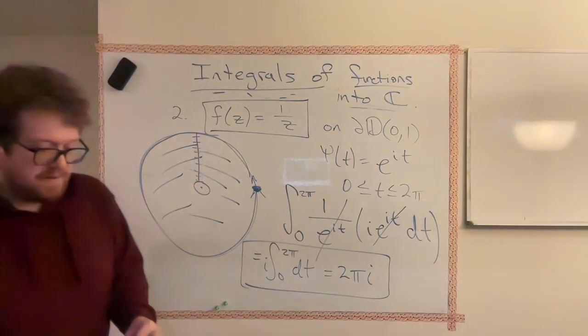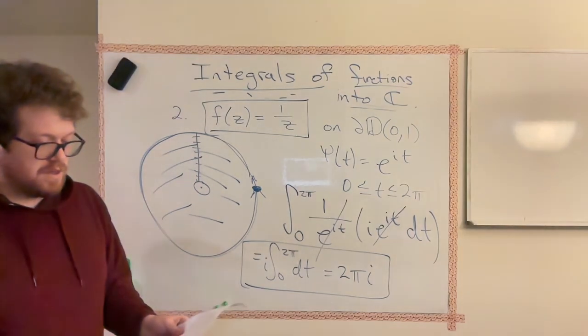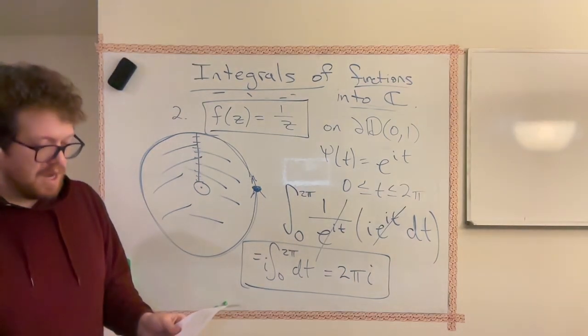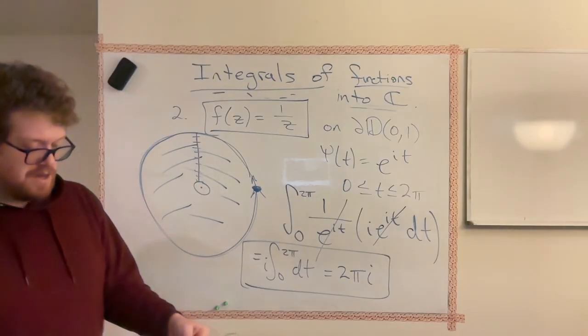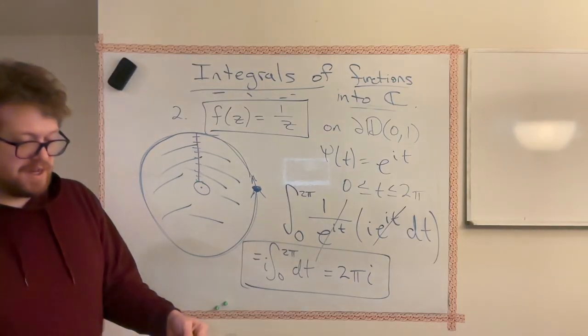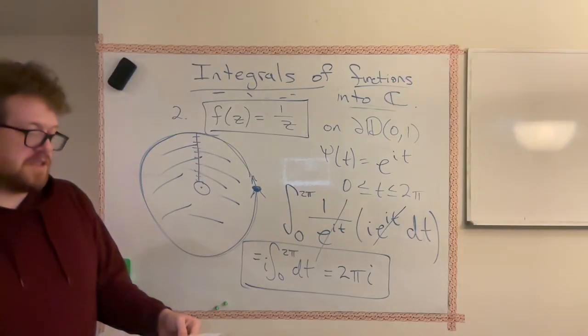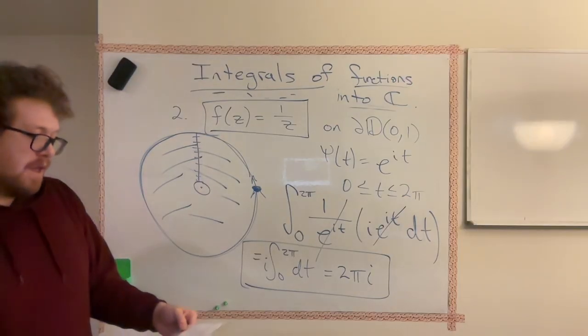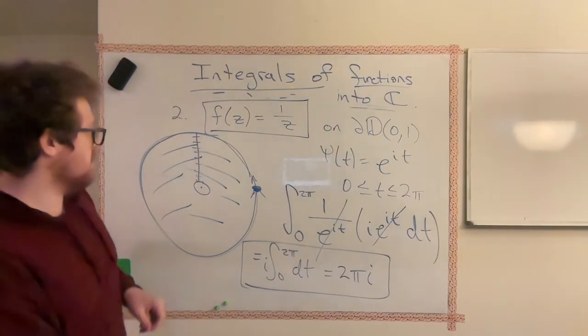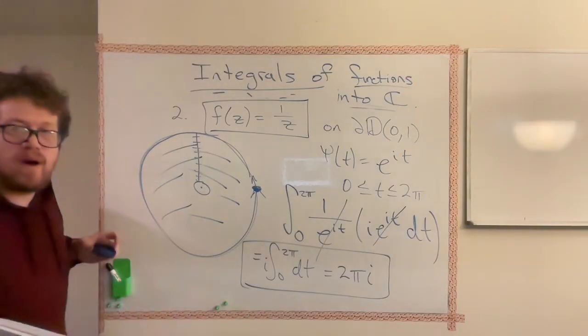Okay, so do we have any more of these? Yeah, I basically just went over this. So no, 1 over z has no holomorphic antiderivative on C minus 0. Yeah, so let's just look at this one more way.